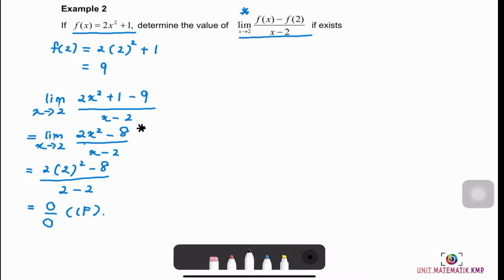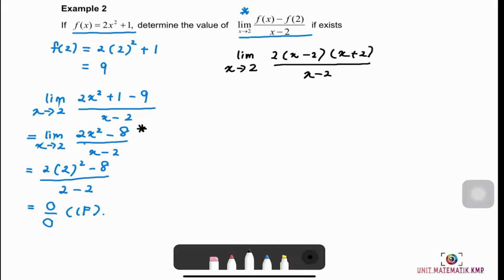Okay, so from there we will have the limit. 2x squared minus 8, if you factorize this one, we will have 2 times x minus 2 and x plus 2, over x minus 2, as x approaches 2.